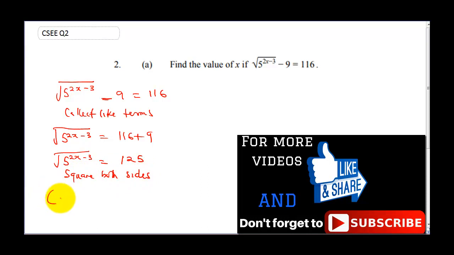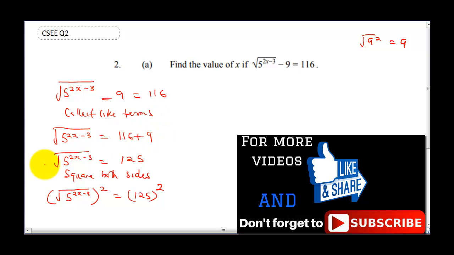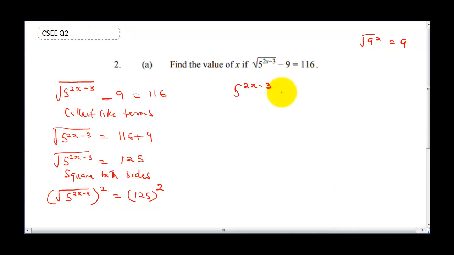So this is going to be root 5 to the power 2x minus 3, all squared, equal to 125 squared. If you've ever encountered the rule in maths that when you square a square root, you get back what you started with, then when we square root 5 to the power 2x minus 3, we're going to get 5 raised to the power 2x minus 3. The root and the square will automatically go out.